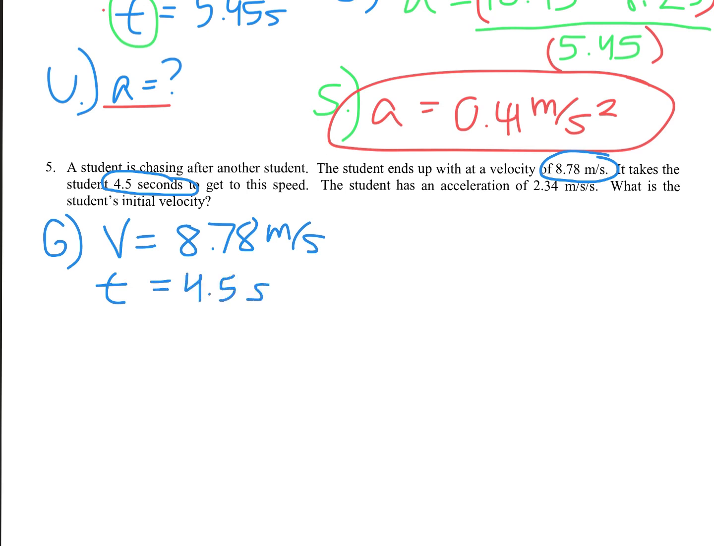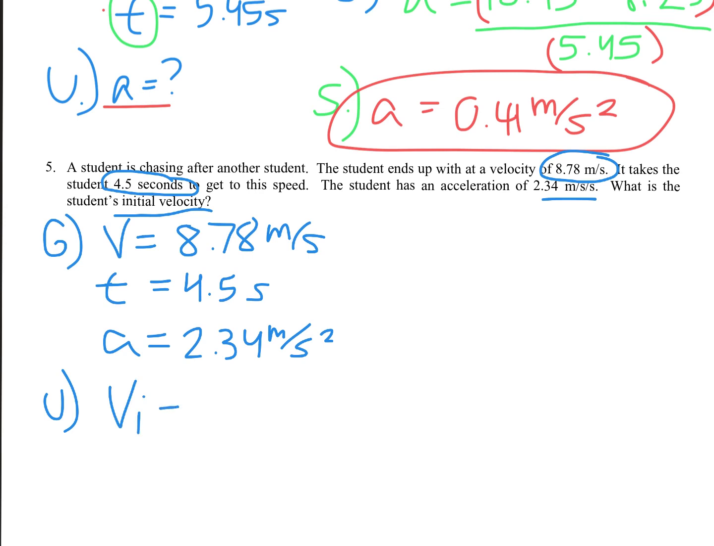The student had an acceleration. Ooh, okay, so I've got an A, an acceleration of 2.34 meters per second squared. I want to know what the student's initial velocity is. So I want to know my starting velocity for this kid, which means that the velocity given must be my final velocity. But now that I have that, I can plug into my equation. Acceleration is equal to velocity final minus velocity initial over time. Perfect.